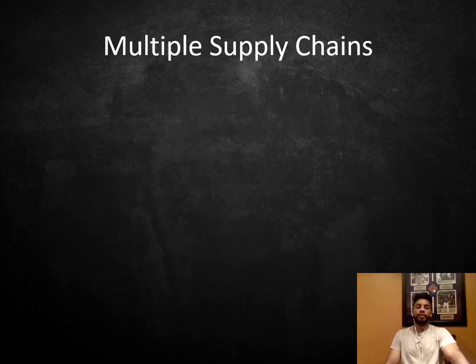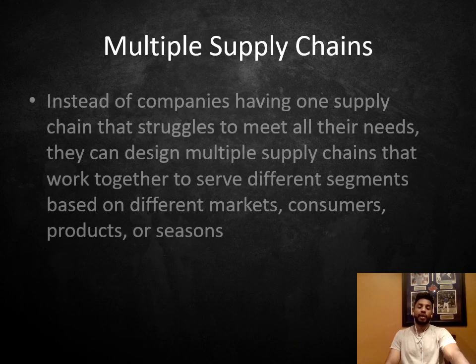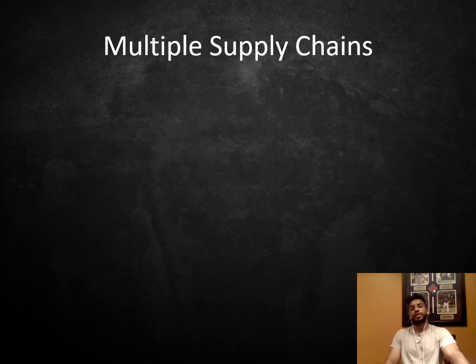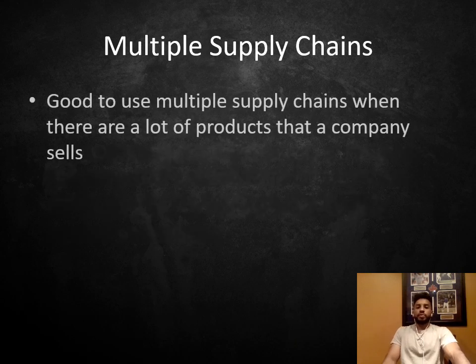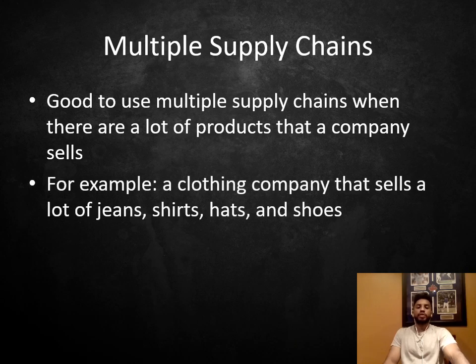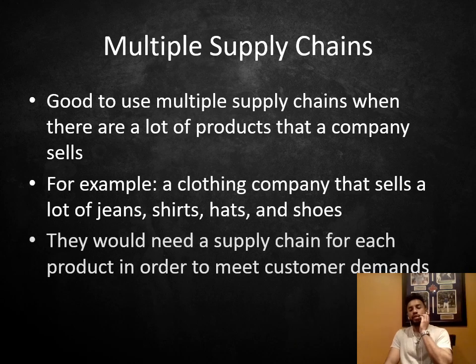Different techniques: multiple supply chains. Instead of companies having one supply chain to meet all their needs, they have multiple. If you have a company like Nike who does shoes, hats, shirts, accessories, all that stuff, they have different supply chains for each one of those products. They don't have just one supply chain for all of them, right? So it's good to use multiple supply chains when there's a lot of products that a company sells. A clothing company that sells jeans, shirts, hats, and shoes would need a supply chain for each.